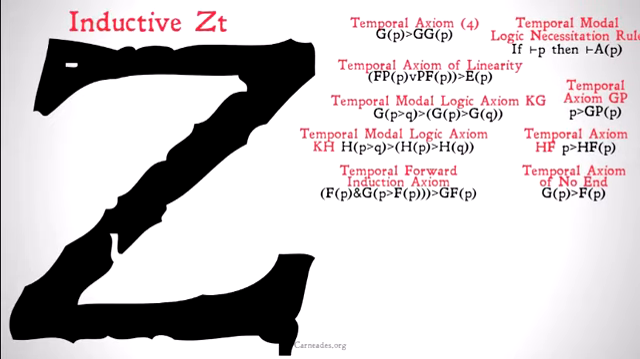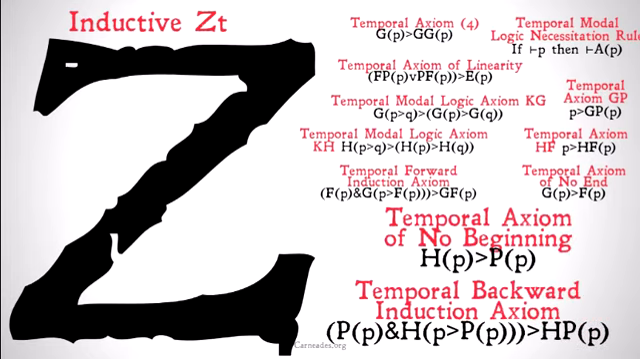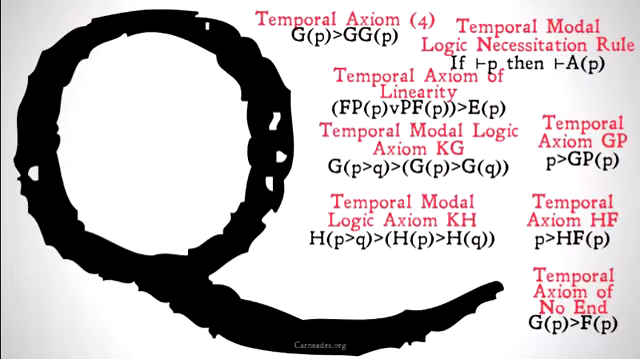Next up, we're going to have inductive temporal logic. We're not going to use all of the axioms we had from the last one. We're going to get rid of well-ordering, but we're going to add in our temporal axiom of no beginning and the temporal backward induction axiom, which functions in the opposite way of the forward induction axiom, just as no beginning functions in the opposite way of no end. This is going to provide us with a system such that our instants are going to map onto the integers, that's positive and negative non-decimals, and 0.